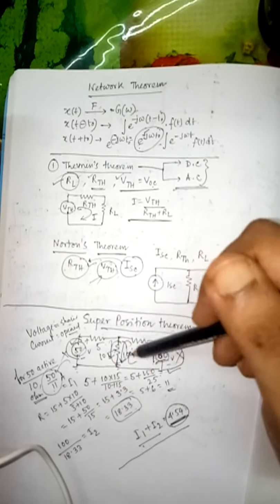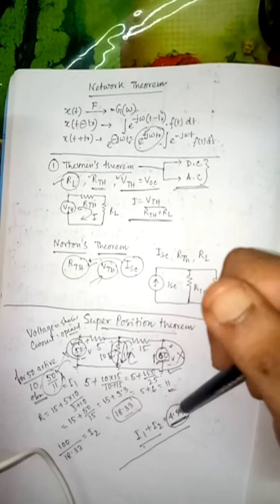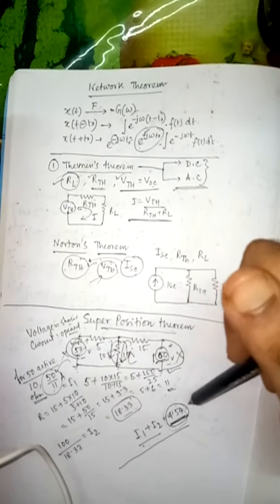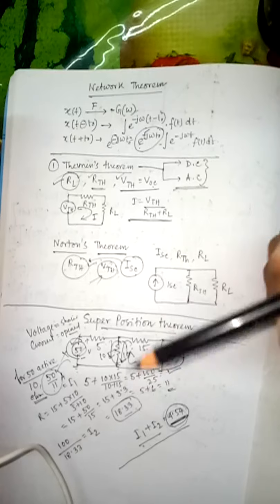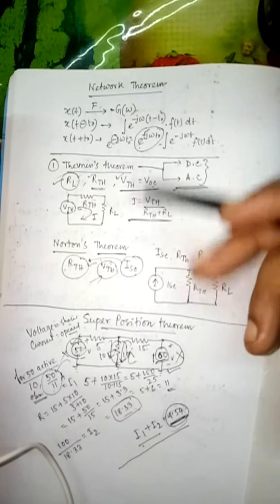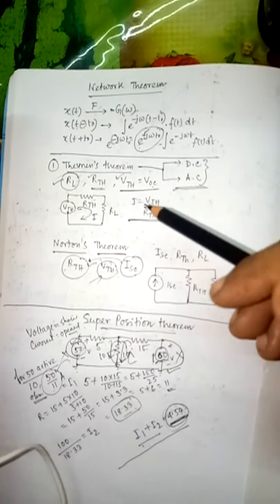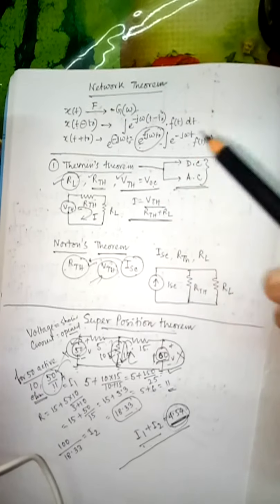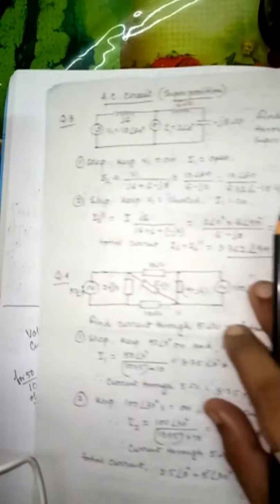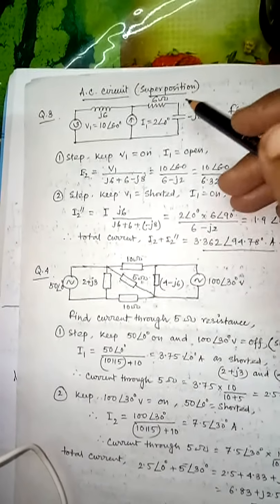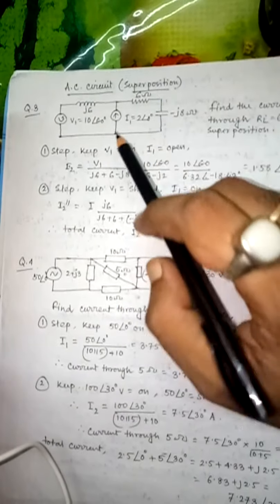By solving I1 and I2 we finally get the current 4.54 ampere, which is the same as using nodal analysis. Mesh analysis I worked out in my previous classes, you can follow my earlier video lecture. So today's topic is the superposition theorem on an AC circuit.